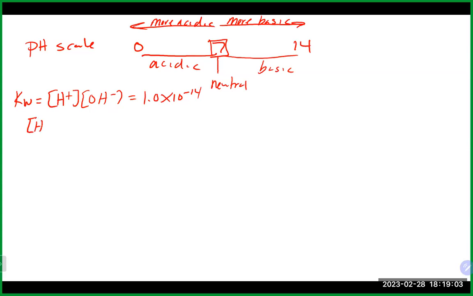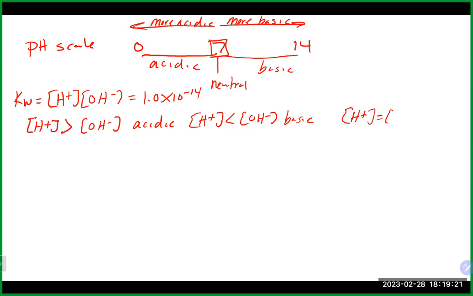And again, if your H plus concentration is larger than your OH minus, then it would be acidic. If your H plus concentration is less than your OH minus, it would be basic. And if your H plus concentration equals your OH minus concentration, and by the way, that would be 1 times 10 to the minus 7, which is why neutral really is a pH of 7, you would end up with a neutral solution. We talked about calculating the pH, which is minus the log of the H plus concentration.